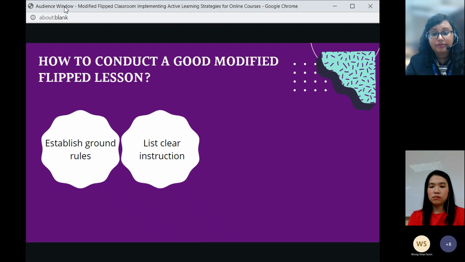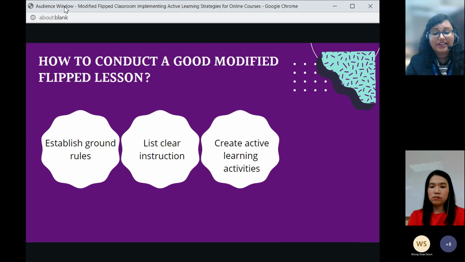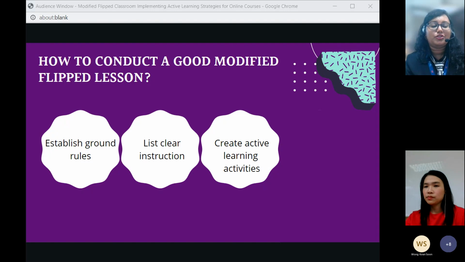And the third point here, Ms. Wendy, is to create active learning activities. So as I said, some students want to go back to online sessions because they don't want to come to physical classes anymore due to all these traffic issues. So let it be physical or online, just remember to not just use one medium.